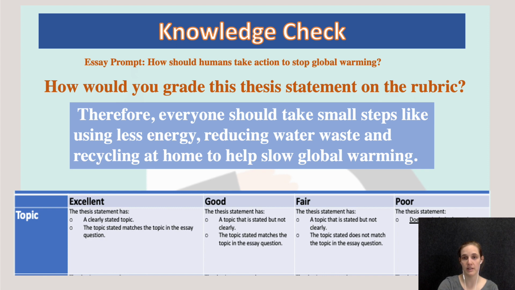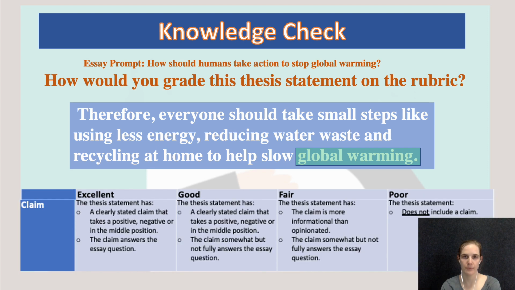First, I'm looking for the topic. I can see here the topic is global warming. This is clearly stated at the end. It also matches the essay question about global warming. So this would be an excellent. Let's move on and check for the claim. The claim is also at the end here and is about people needing to take steps at home to slow global warming. Great. That's an excellent claim that is clearly stated and answers the essay question about how should humans take action against global warming by changing things at home.